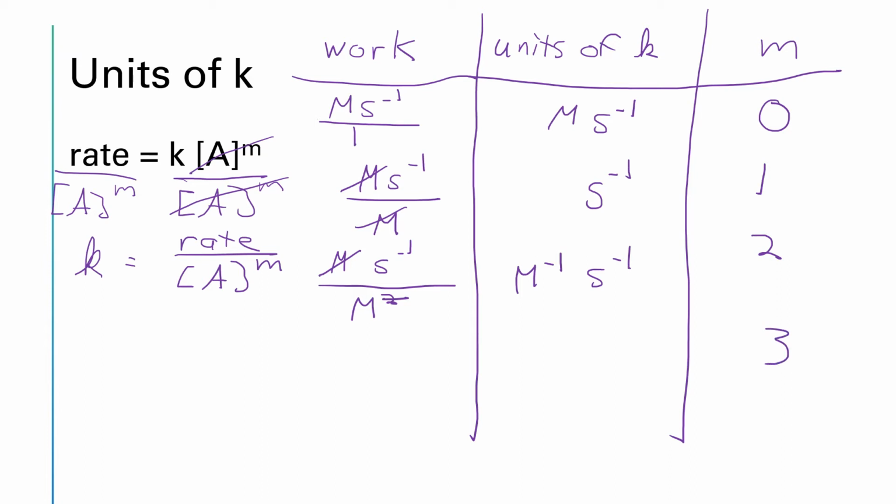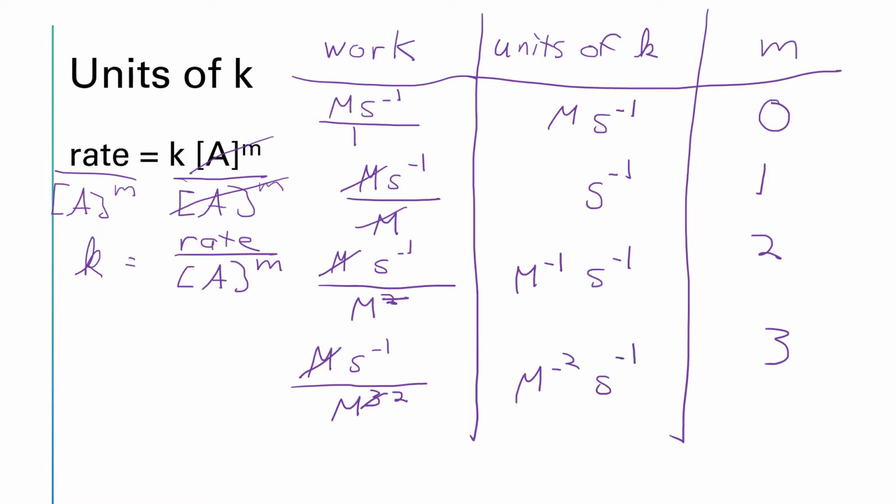Let's do a third order reaction. Up in the top for the rate, I'm going to have molarity per second, and down in the denominator, if it's third order, we're going to have molarity cubed. And again, I'm not looking at the numbers here, I'm looking just at the units part. So if m is 3, down in the denominator, we're going to have the concentration cubed, and so we also have to cube the unit of molarity. Well, I've got 1 molarity in the top and 3 in the bottom. So that 1 molarity in the top will cancel out with the bottom, leaving us 2 in the bottom. And so that becomes molarity to the minus 2 seconds to the minus 1.